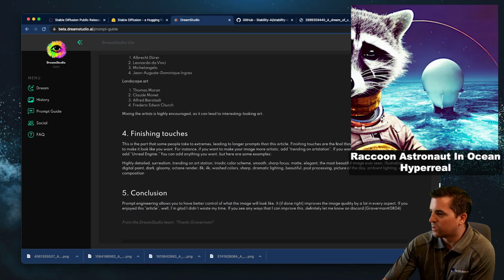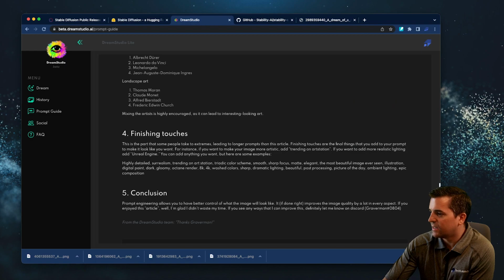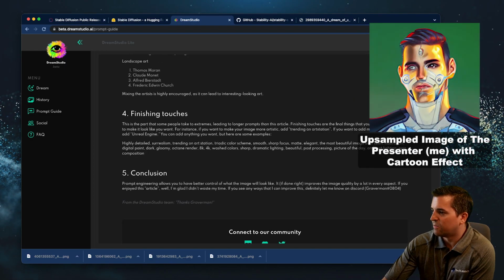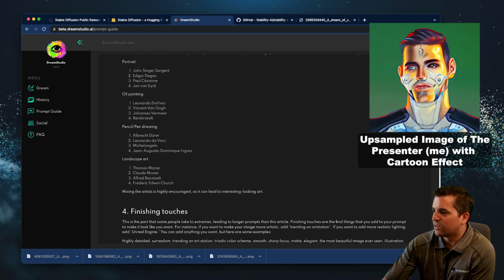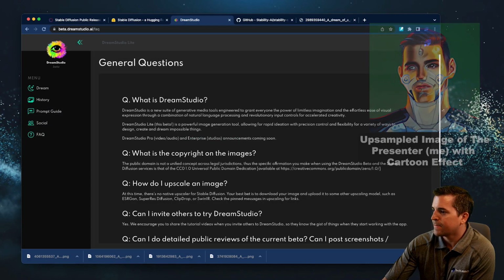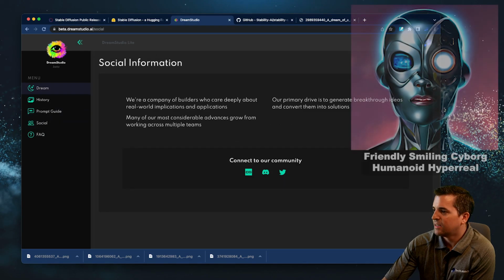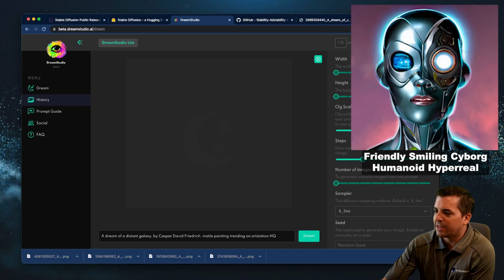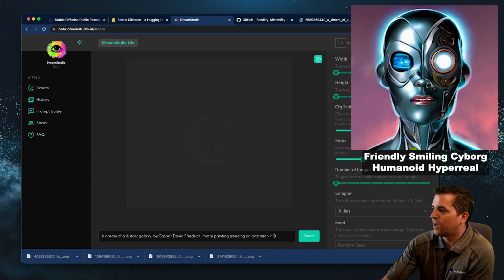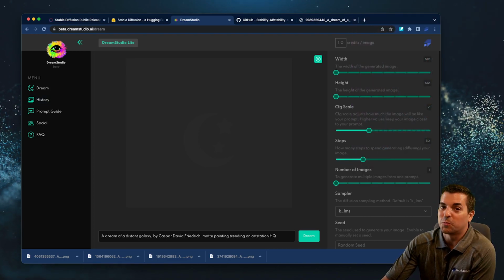You can also tell it the different rendering. So definitely take a look at that. There's also an FAQ area, social, etc. And you can see your history of what you've had it generate as well. So really, really cool.